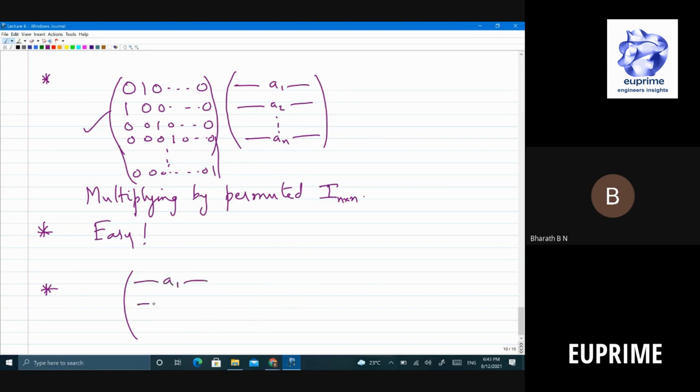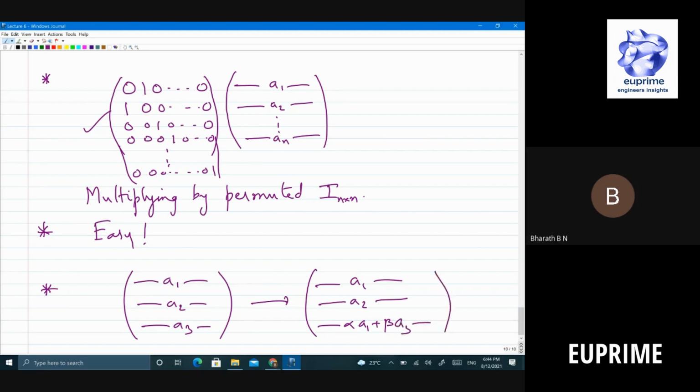Let's say A1, A2, A3. So I want to get, for example, A3 as alpha times A1 plus beta times, well, what should I take? I cannot take just A2, I should also include this, right? Some constant times this plus some constant. So I cannot exclude A3. If I exclude A3, what will happen? One row is a linear combination of the other two rows, and you are completely changing the property of the matrix, right? That's not allowed.